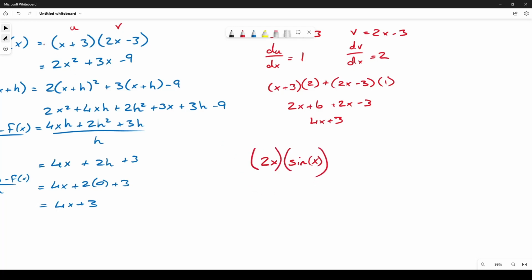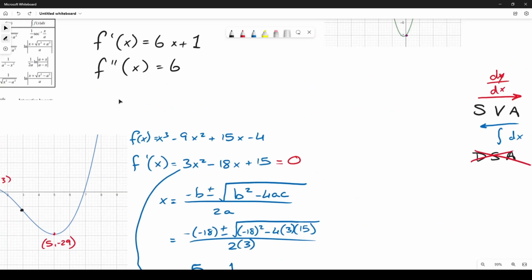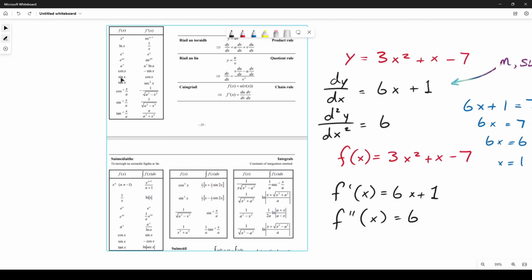Two things with x's within them being multiplied together, we'd christen one u and one v. Du dx would be 2, dv dx would be the cos x, or whatever the box tells you it turns into. Yep, it turns into cos, there we go.